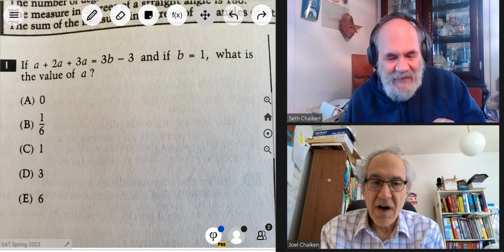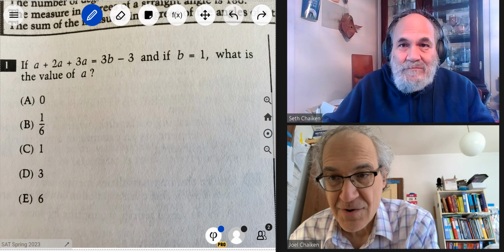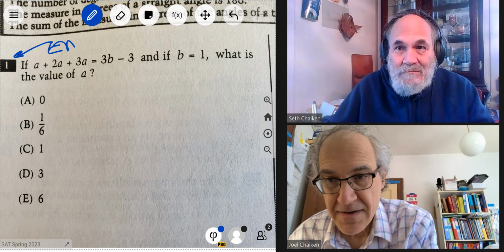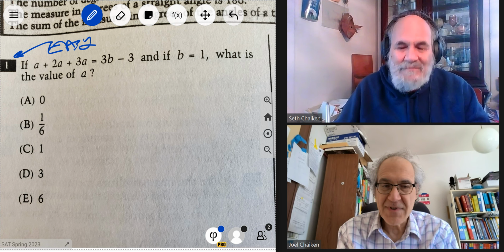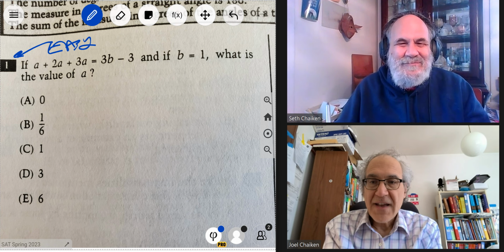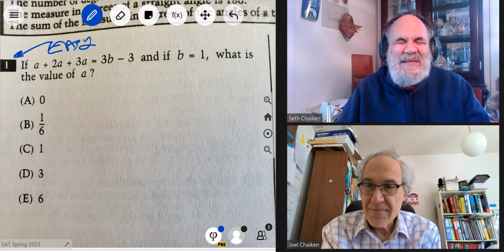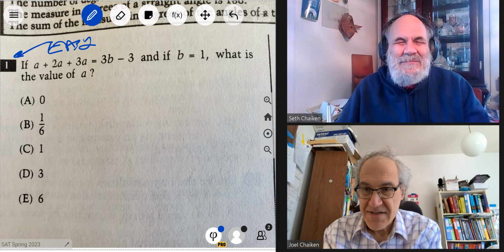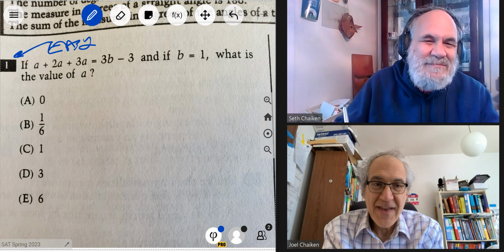It's question one, particularly on the older SATs. Question one means easy. They always used to put question one as really easy. Okay, everyone, please read it and try it and come back. If they give you an expression of A's and B's, and B is 1, what is the value of A?